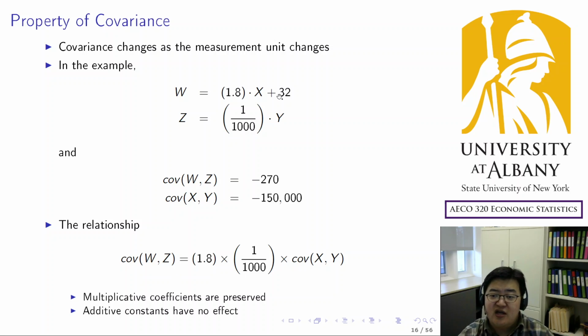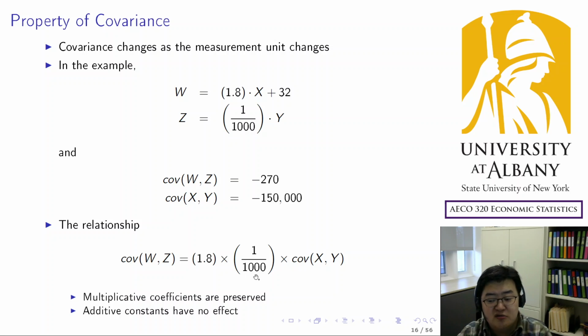However, the addition of 32 has no effect because we are looking for the slope, and a parallel shift does not change the slope at all, right? Only the multiplication changes the slope of a straight line. So a parallel shift has nothing to do with the direction, right? That's why plus 32 disappears in the covariance.